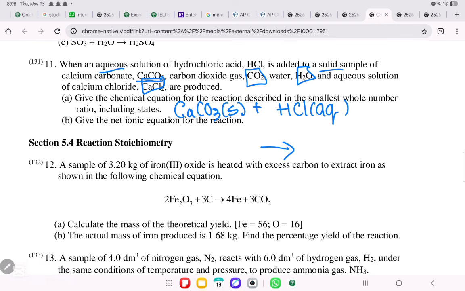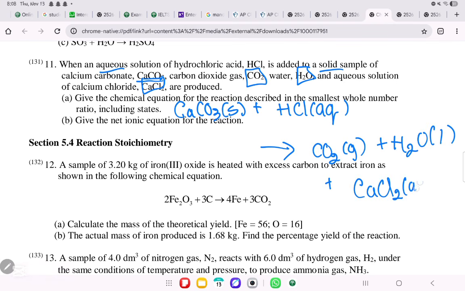It's going to give us, first of all, CO2 gas, water, which is a liquid, and aqueous solution of CaCl2. Perfect. Now, is this balanced? No, it's not balanced. How do I balance it? I have 2 hydrogen. I just put the 2 over here. And just like that, my equation is balanced.